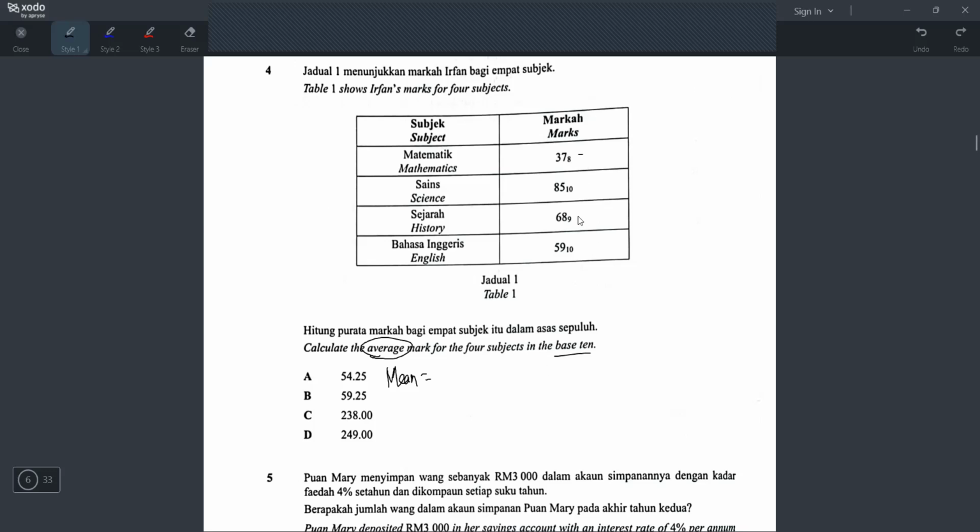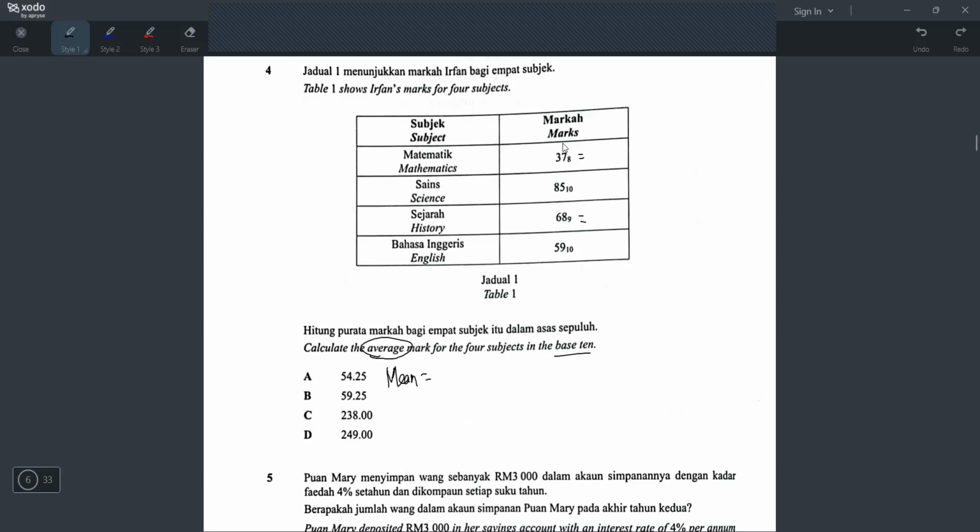So I should change this to base 10, change this to base 10, right? So how do we do that? If you want to convert from a smaller base, like base 8, to base 10, you will multiply. But if you are changing from base 10 to a smaller base, then you will divide. But this one, you will multiply because it's base 8 to base 10.